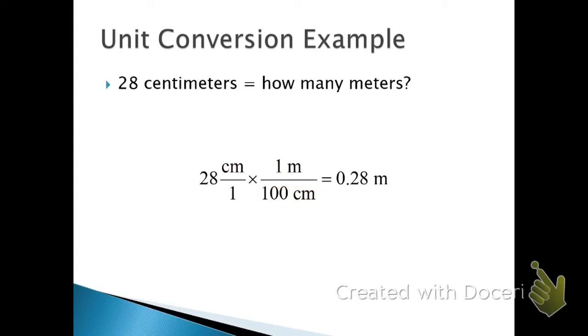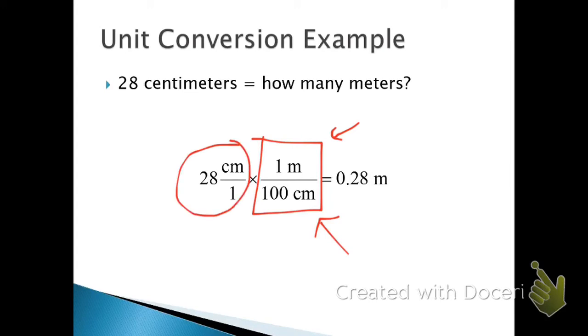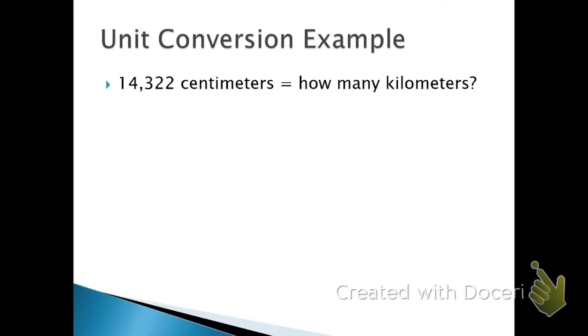Now this number, 1 meter over 100 centimeters, because the numerator and the denominator are the exact same thing, 1 meter is 100 centimeters, all I'm doing is multiplying essentially by 1. And that doesn't change its value at all. And that's how unit conversions work. So I take 28, multiply it by 1 meter over 100 centimeters, which is essentially doing nothing to it but changing the units. And I end up with 0.28 meters. It works for more complicated problems as well.